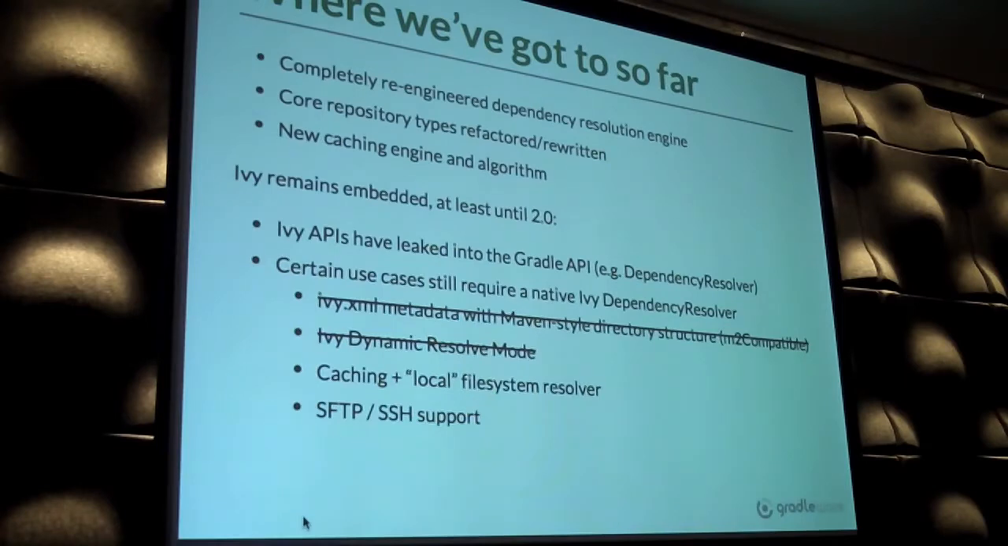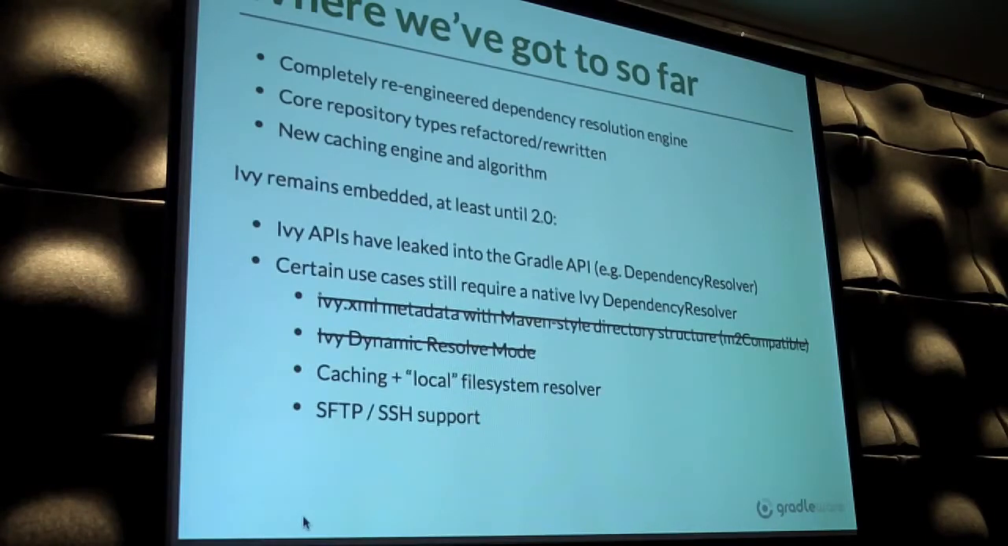Another thing we did is we got some of the core repository types, what was traditionally a dependency resolver in Ivy, and we started pulling the code in, refactoring it, cleaning it up. So things like using HTTP client for all of our resolution, introducing abstractions around repositories and things like that. And we've added a brand new caching engine and algorithm there. And these were all driven by real use cases. So that's where we're at.